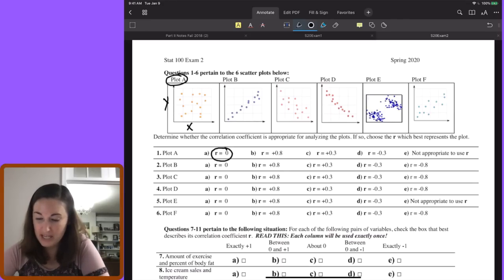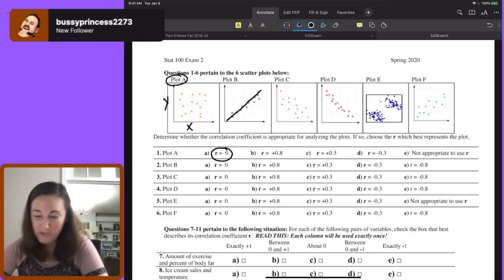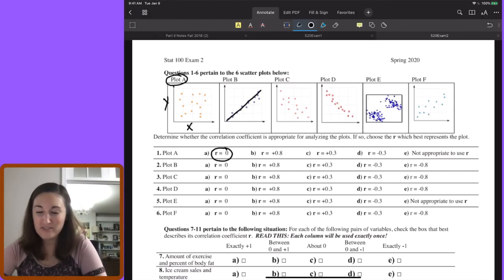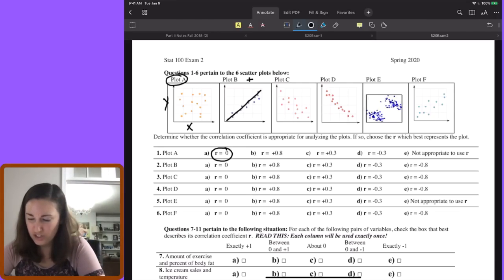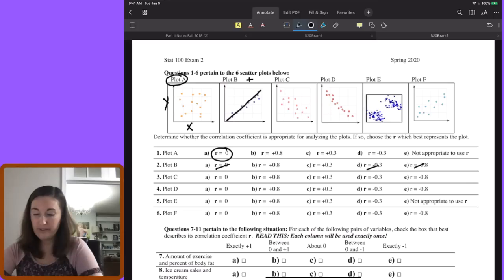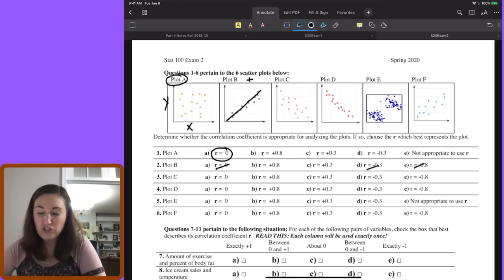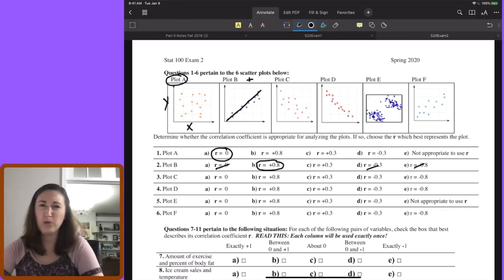Let's see, plot B looks like, okay, if I tried to draw a regression line through all these points, it looks like it would have a positive slope. So plot B is definitely going to have a positive correlation. The question is, is it 0.8 or 0.3? So we know it's not 0. It's not going to be negative. And this actually looks like a pretty strong correlation. I would guess right away that it's going to be 0.8, but if you were unsure, you could always look at the other positive correlation and then make a comparison.